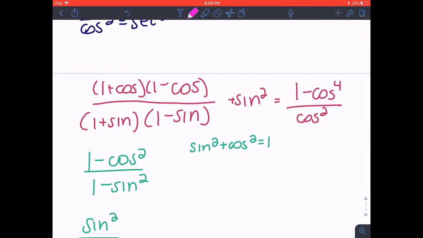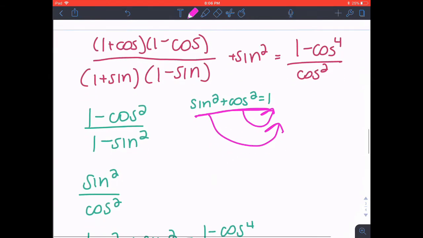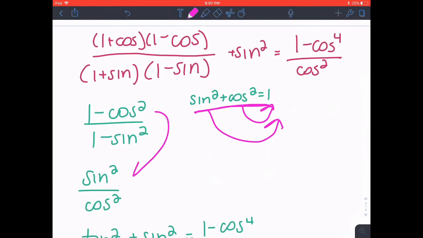Alright, so the way I did this problem was that I first distributed the 1 plus cosine times 1 minus cosine and got 1 minus cosine squared. And then on the bottom I did the same thing and got 1 minus sine squared. And now on the right you can see that sine squared plus cosine squared equals 1. So if you subtract cosine squared or sine squared, you can get 1 minus cosine squared equals sine squared, or 1 minus sine squared equals cosine squared.